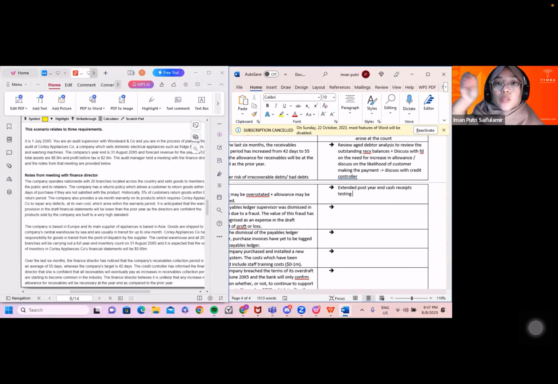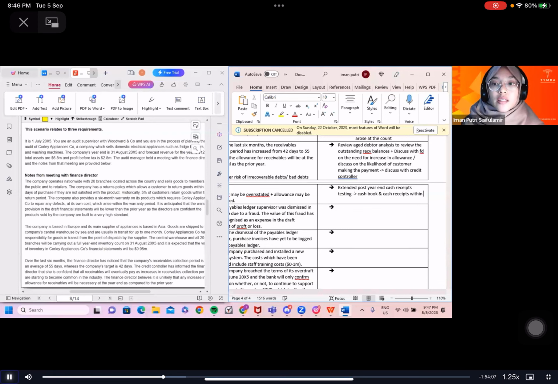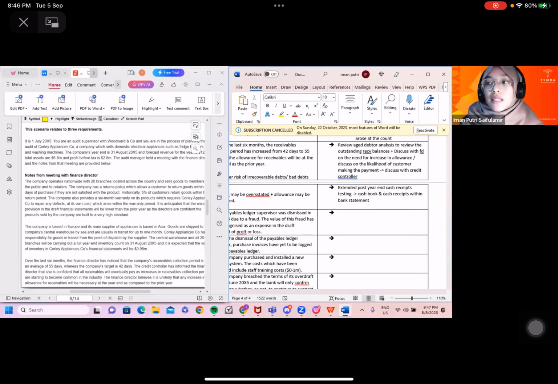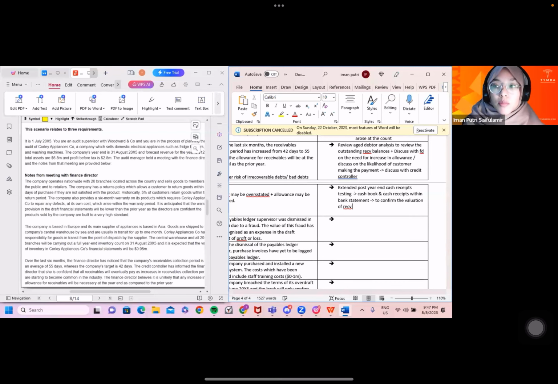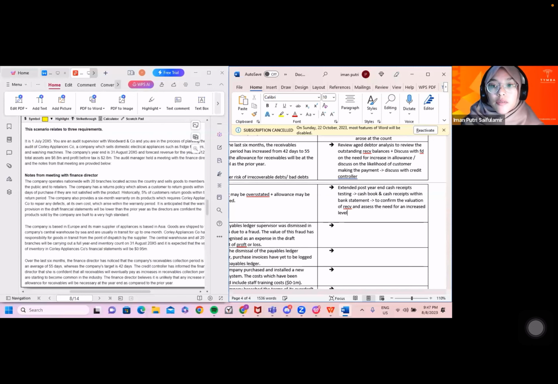This is basically when we will review the cash book and cash receipts within the bank statement. The purpose is to confirm the valuation of receivables and assess the need for an increased level of allowance for receivables. So a level code, increased allowance for receivable.